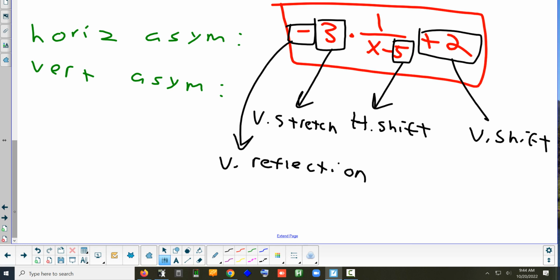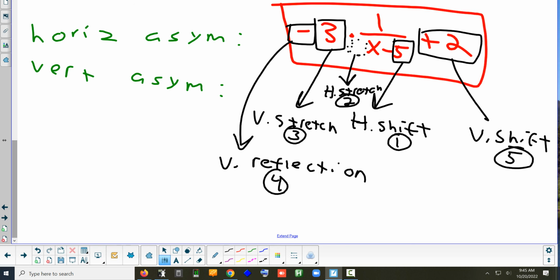Four. Okay. Always do that one first. We don't have a number here in this problem. I'll put an imaginary box there. That would be a stretch, but it would be horizontal. We don't have that in this problem, so we don't have to worry about it. If we did, though, that would be the second one. The vertical stretch is the third one. The reflection is the fourth one. And the shift is the fifth one. That's the order you follow when you do transformations.